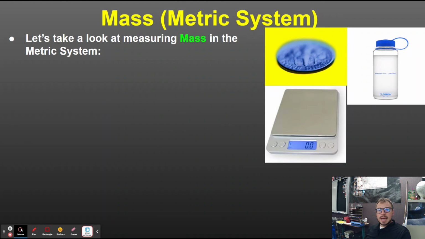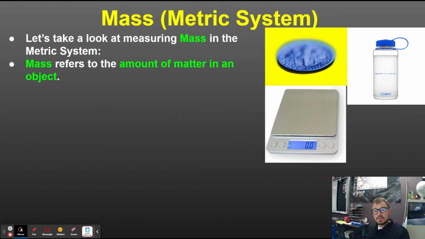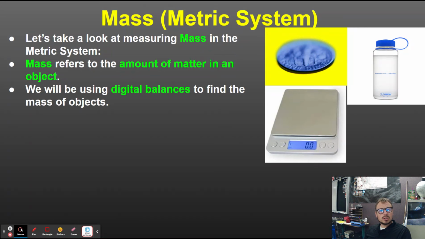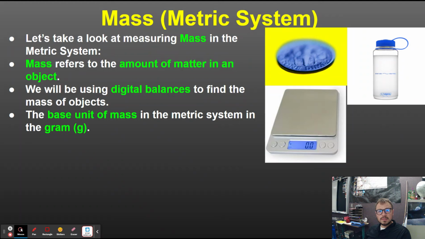Then we talked about mass. When we're measuring mass in the metric system, that refers to the amount of matter in an object. There's a big difference between mass and weight, but for this part, those can almost be used interchangeably. We will use digital balances to find the mass of objects. Now, the base unit of mass in the metric system is the gram, represented by the lowercase g.